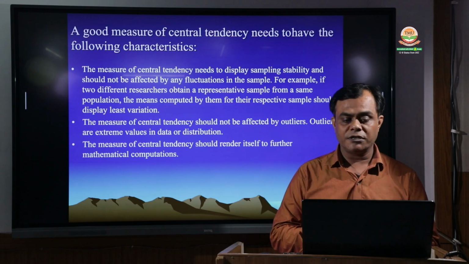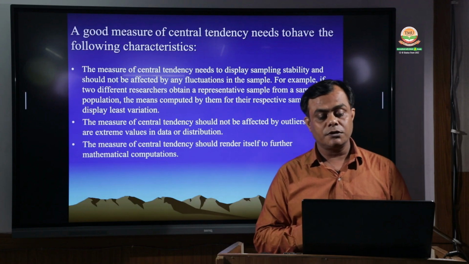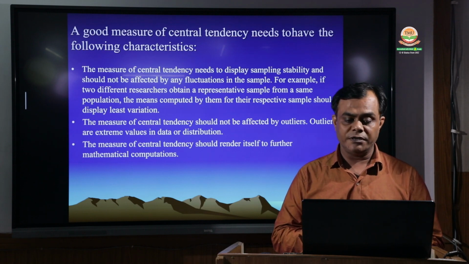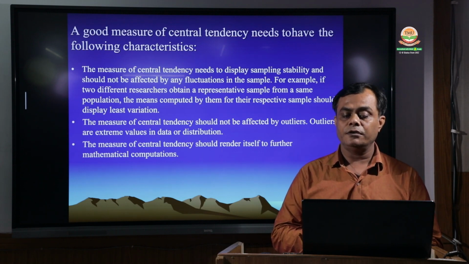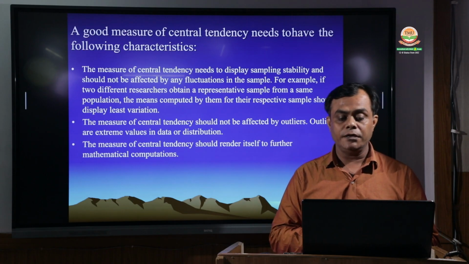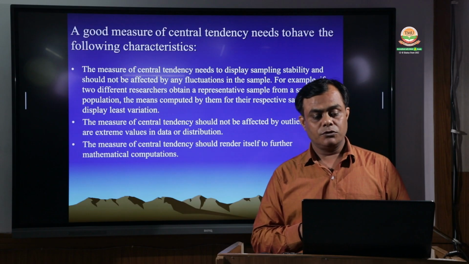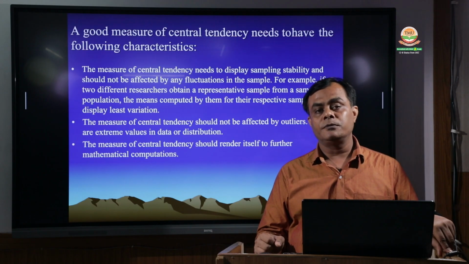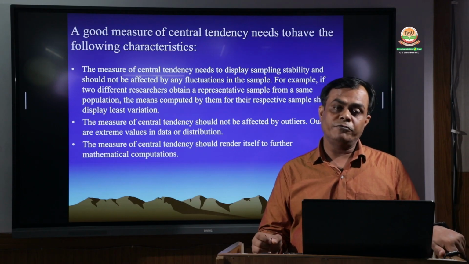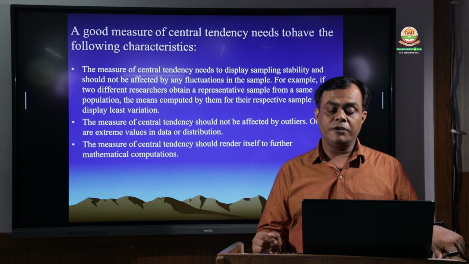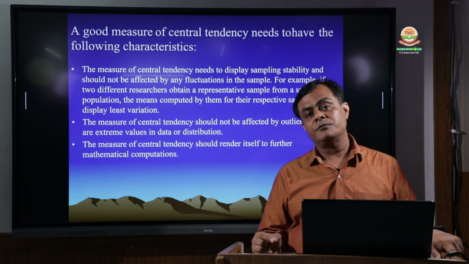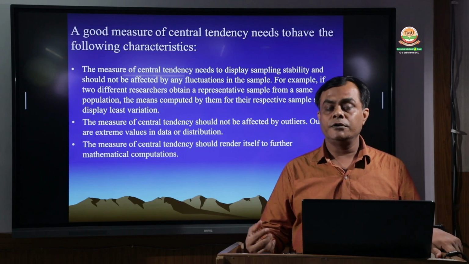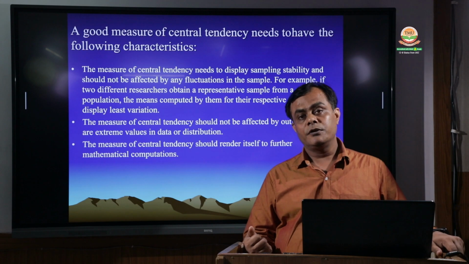Further, there are further characteristics of a measure of central tendency. A measure of central tendency needs to display sampling stability and should not be affected by any fluctuation in the sample. Whatever calculation we get through the measurement of central tendency should not fluctuate with the sampling. If there is a fluctuation in the measurement of central tendency due to sampling, it means there is a defect in the sampling process.